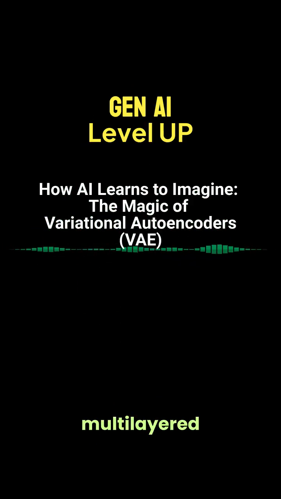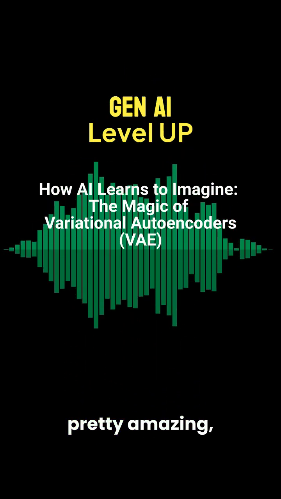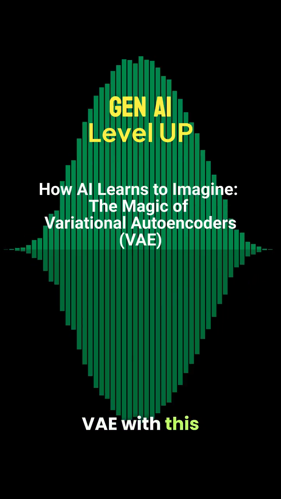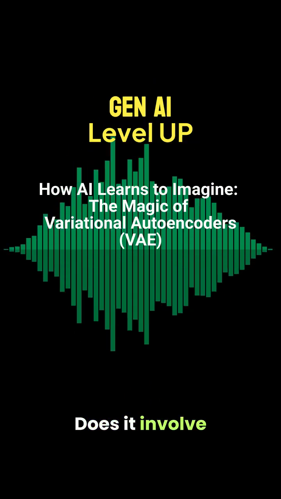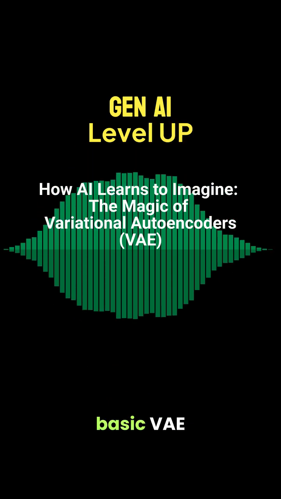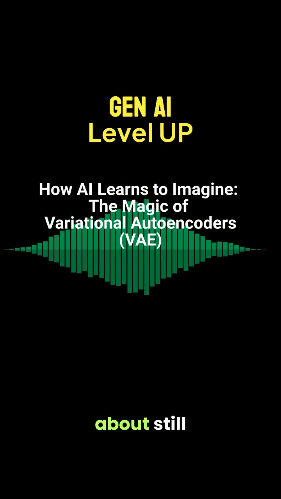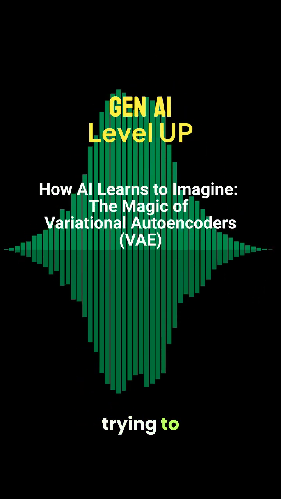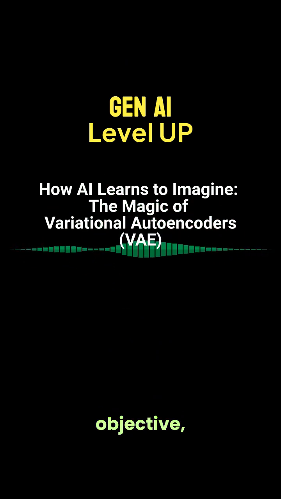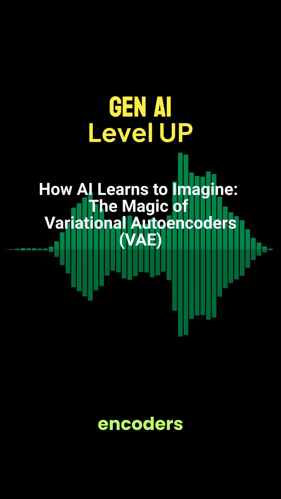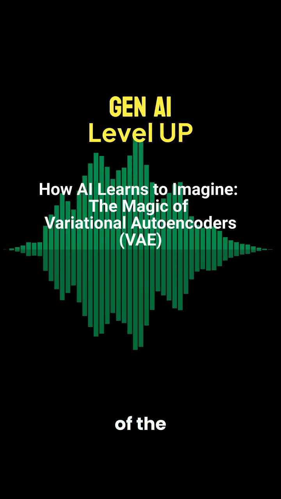Okay, so multi-layered latent spaces sound pretty amazing, but how do we actually train a VAE? With this kind of hierarchical structure, does it involve some crazy new math? The good news is that the basic VAE framework we've been talking about still applies. We still have encoders and decoders, and we're still trying to optimize that ELBO objective, that balance between reconstruction and regularization. But now we have multiple encoders and decoders, one for each layer of the hierarchy, right?